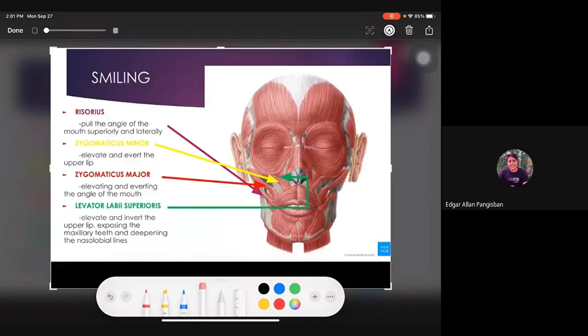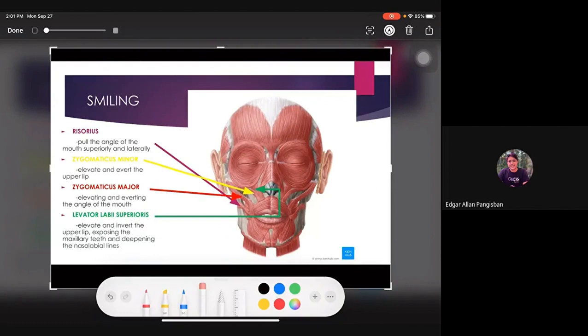And we also have your zygomaticus minor and your zygomaticus major. Okay, pag minor, it is located nasa harap. Anteriorly located to your zygomaticus major. Again, yung minor nasa harap. Okay, and your major, zygomaticus major, is located at the back.